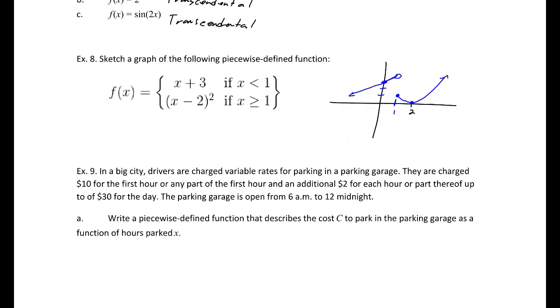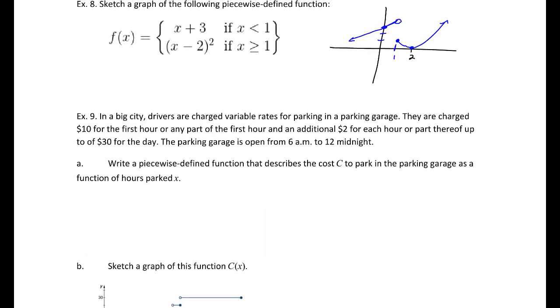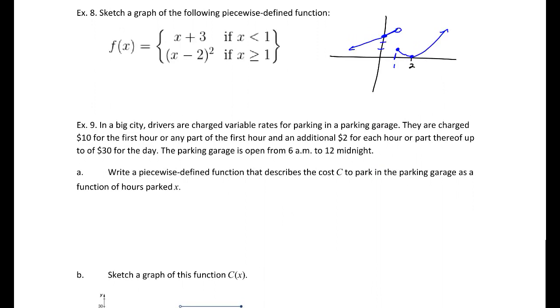Let's look at another piecewise function. In a big city, drivers are charged variable rates for parking in a parking garage. They're charged $10 for the first hour, or any part of the first hour, and an additional $2 for each hour or part thereof, up to $30 for the day. The parking garage is open from 6 a.m. to 12 midnight.